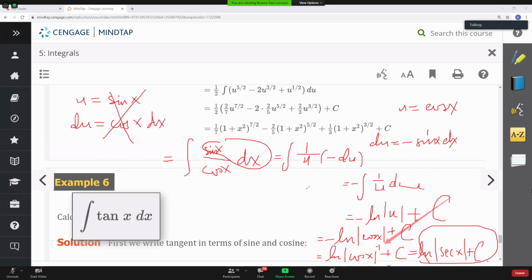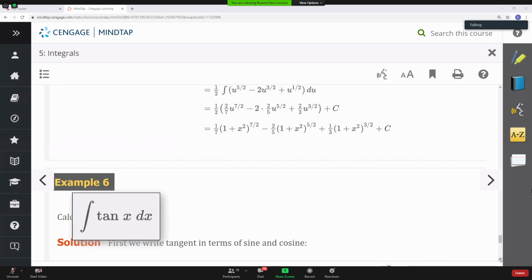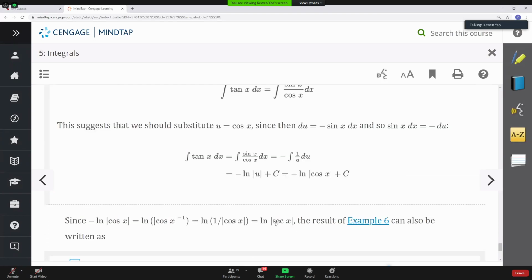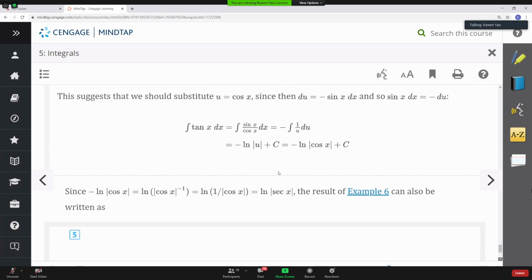All right, so let's take a look at the answer in the textbook. It should be the same answer, I hope. Right, same answer. So this is the final answer.